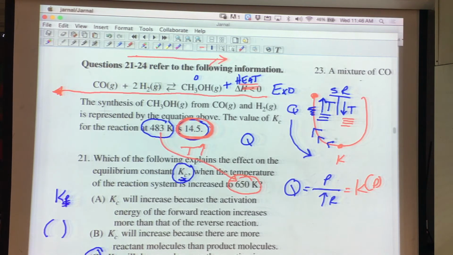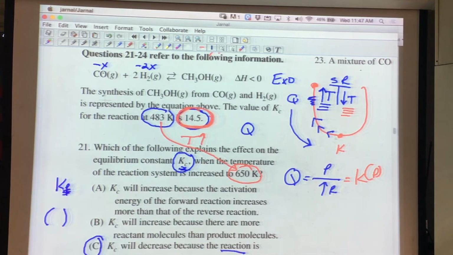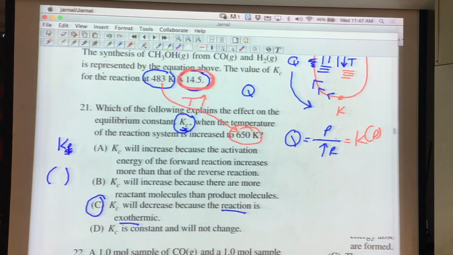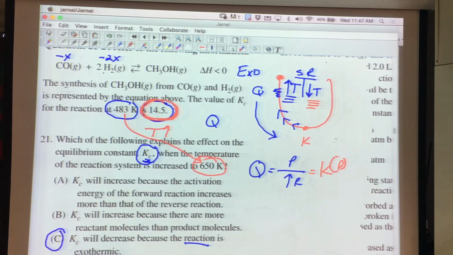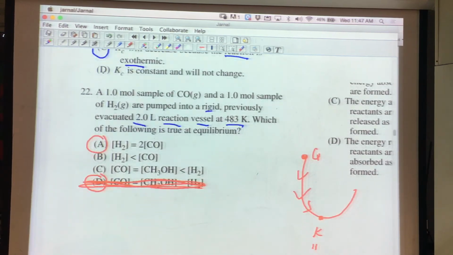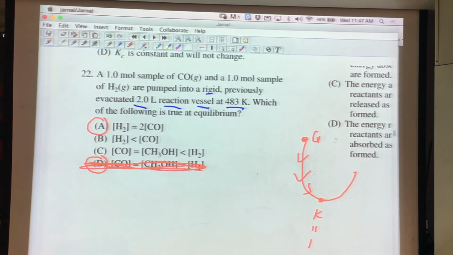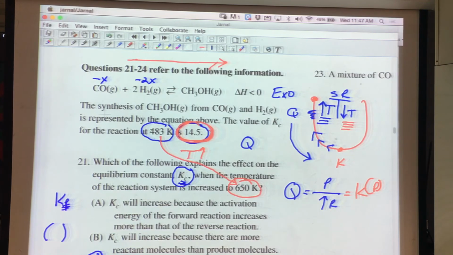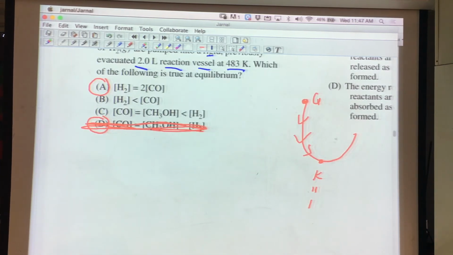So what does that mean? Remember we did this equilibrium stuff: minus 2x for H2, and this is minus x. So what does that mean? We're going to lose twice as much H2 as CO. Now, does that mean that the loss of CO is going to be twice that of H2? Look at that relationship there for A. Is H2 equal to 2 times CO? No, it's actually equal to a half, right? So that doesn't even make any sense, so I get rid of that.